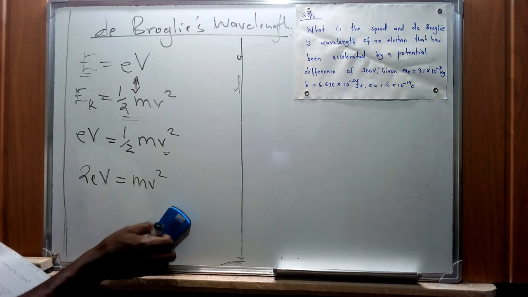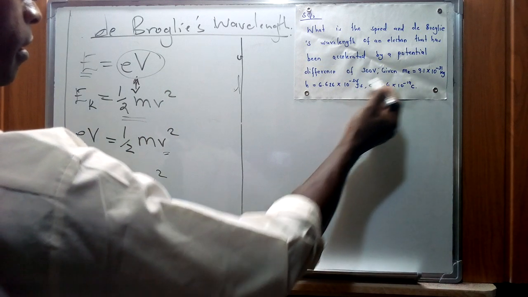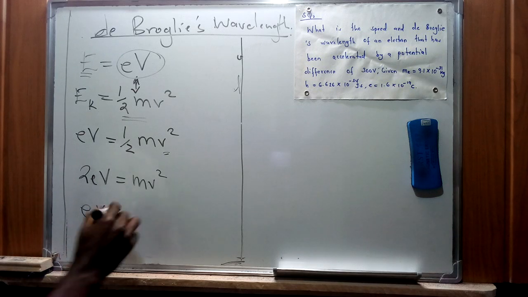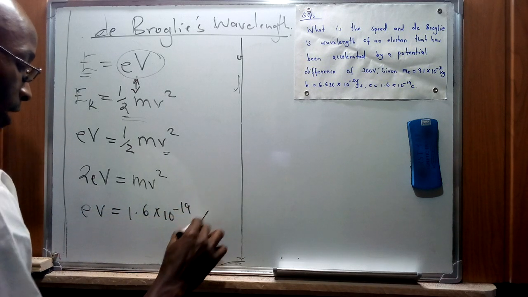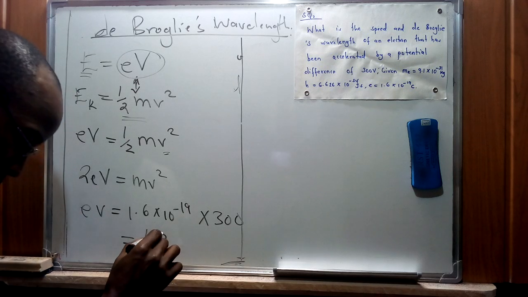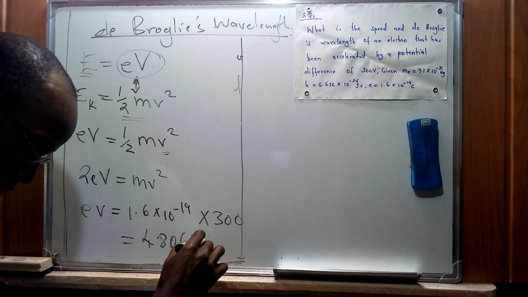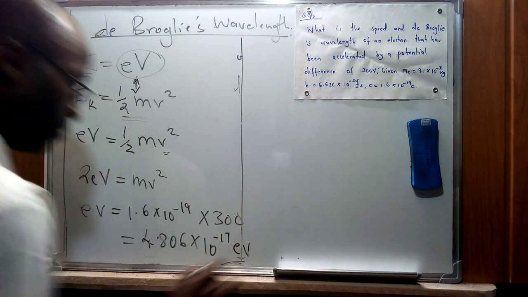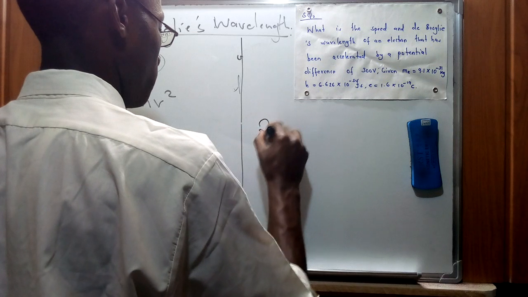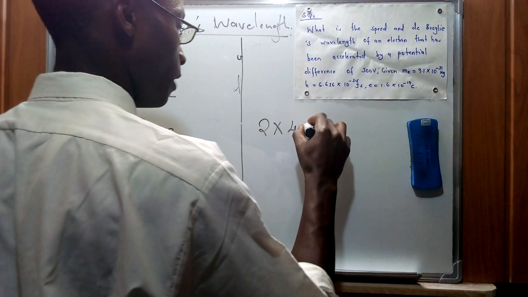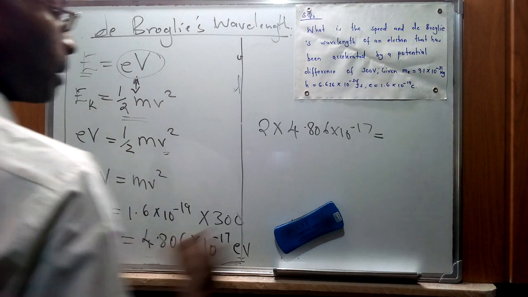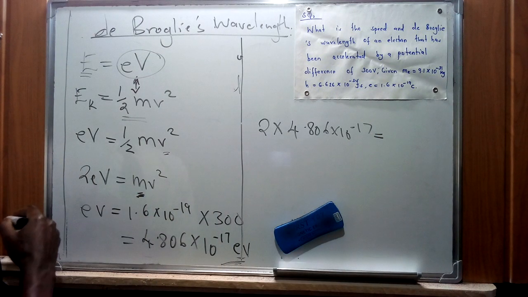So let's find the value of eV, given the two pieces of information we have been given. eV for energy is 1.6 times 10 negative 19 times 300, which gives us 4.806 times 10 negative 17, in the form of energy. If we substitute that here, this can be represented as 2 times this value, 4.806 times 10 negative 17, which equals the mass, so we do a substitution for mass.